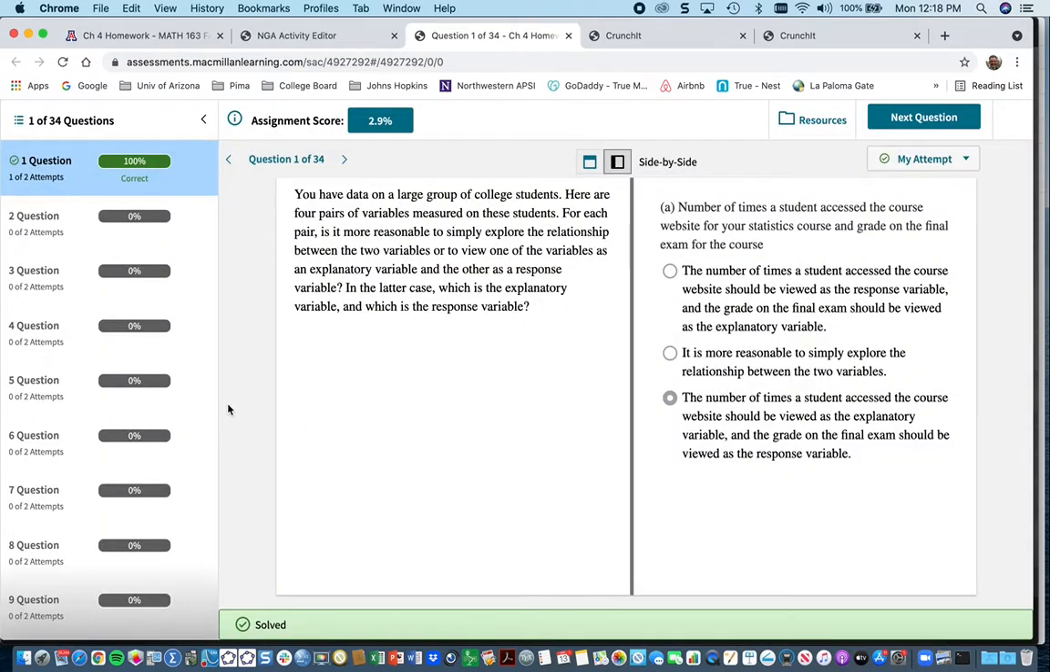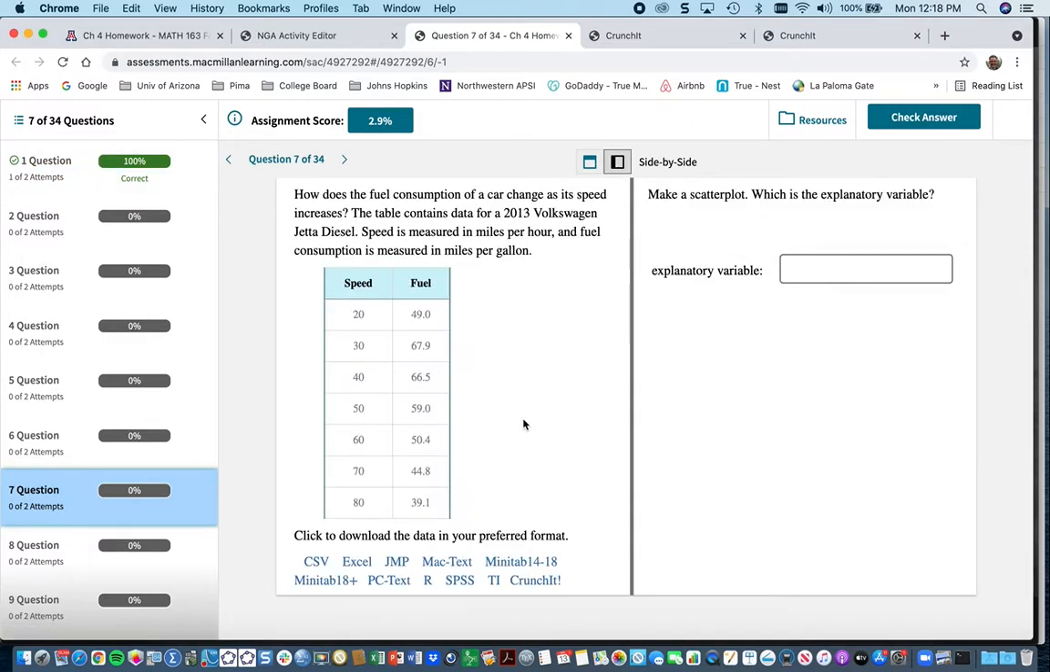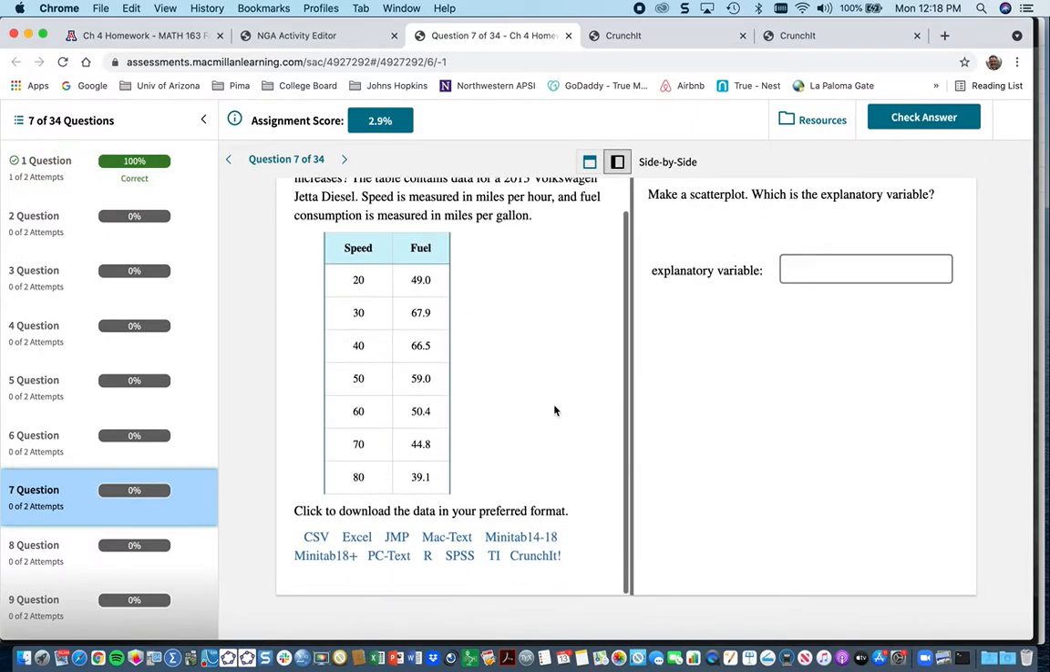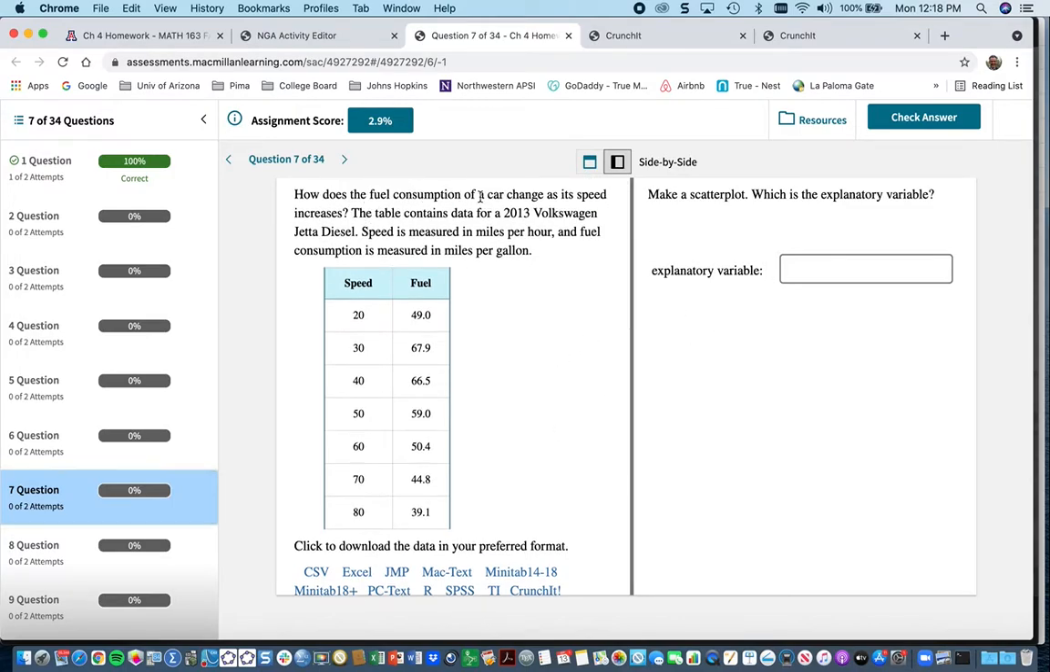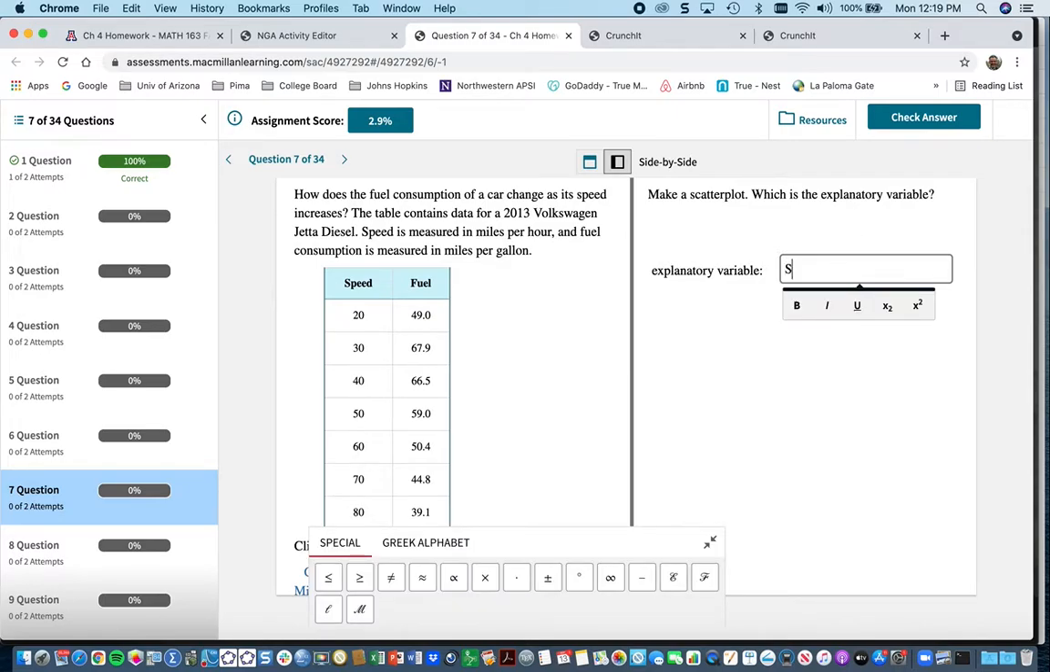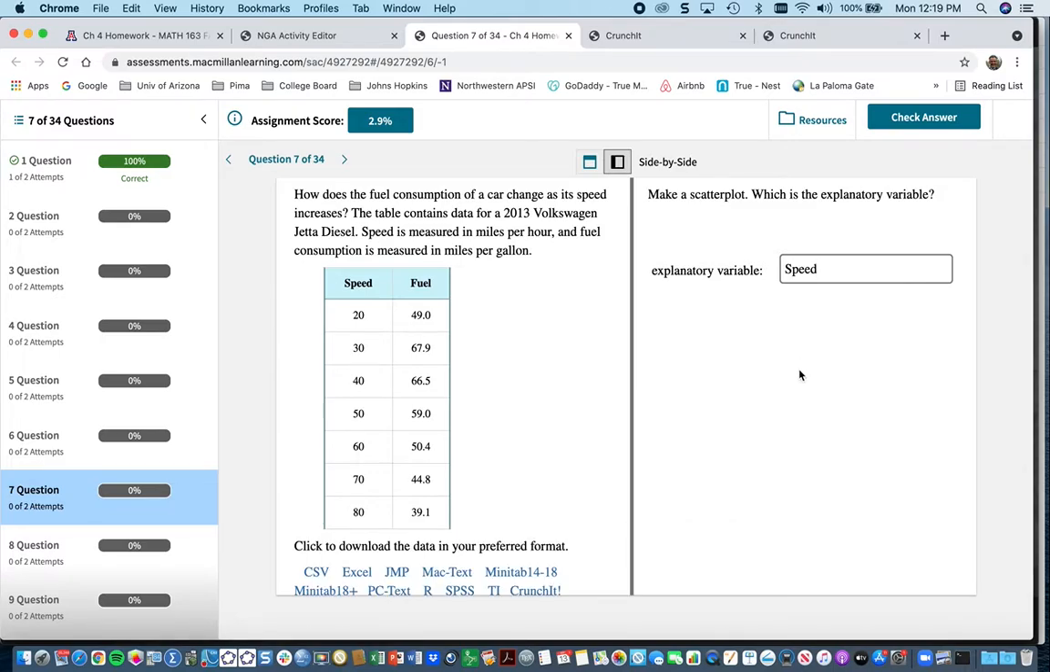So you've got several questions that are like that, but then I also want to show you how to come up with the correlation coefficient and some of those things. So here we've got how does the fuel consumption of a car change as its speed increases, and the table contains data from the 2013 Volkswagen Jetta. Speed is measured in miles per hour, and fuel consumption is measured in miles per gallon. It says to make a scatter plot, and then which is the explanatory variable? It seems like the speed would be the explanatory variable. Right, and then when we go to make this graph, let's go down here to pull that into Crunch It.